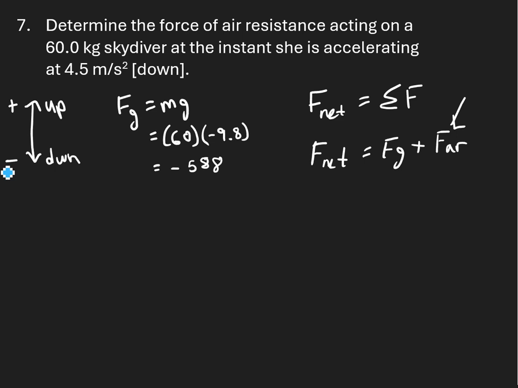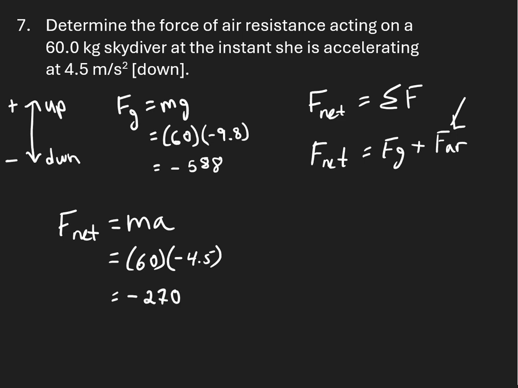Thankfully, we have another formula for that. Our formula for net force is just Newton's second law. Net force is mass times acceleration. Our mass, we were already given in the problem. It was 60. And our acceleration, we were given that as well. It's down, so it's going to be negative 4.5 meters per second squared. We plug that in, and 60 times negative 4.5 gives us negative 270 newtons. So that is the sum of the forces. Overall, with force of gravity and air resistance, we have more downward force than upward force by 270 newtons.